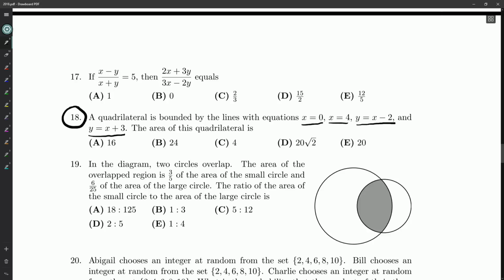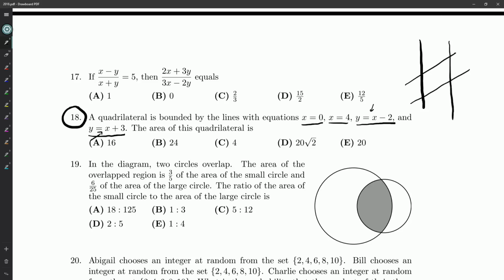Now already I am mentally drawing a picture. X equals 0 is the y-axis. X equals 4 is just another vertical line. And both these other lines have a slope of 1, which means they make a 45-degree angle to the x-axis. So I should expect a parallelogram. And my mind starts swimming with, well, how do I figure out the area of a parallelogram? There's just the one way, and I'm going to need to figure out heights and bases and things like that. But let's actually get to a real picture.